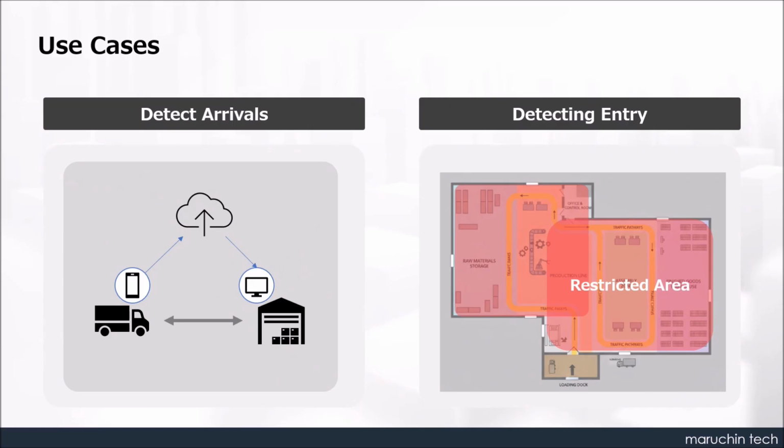Let's look at some use cases. The most common use is setting a fence around a warehouse to detect arrivals in advance. If staff start preparing after the truck arrives, the driver has to wait. By using geofencing, staff can clear the loading dock, prepare forklifts, and handle paperwork before the truck gets there.